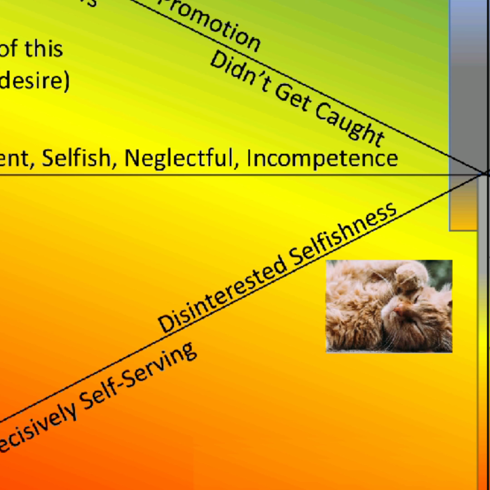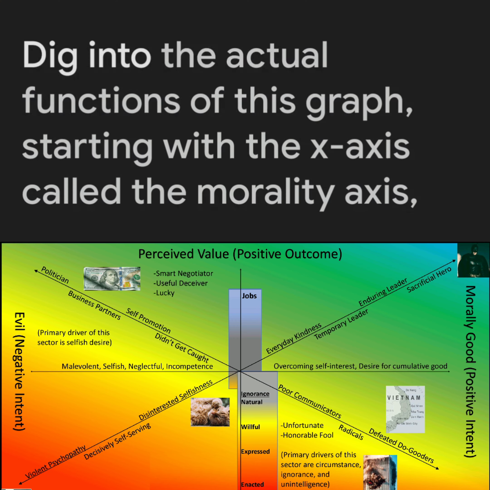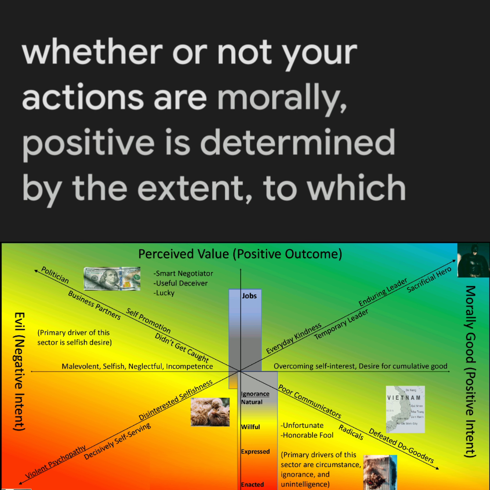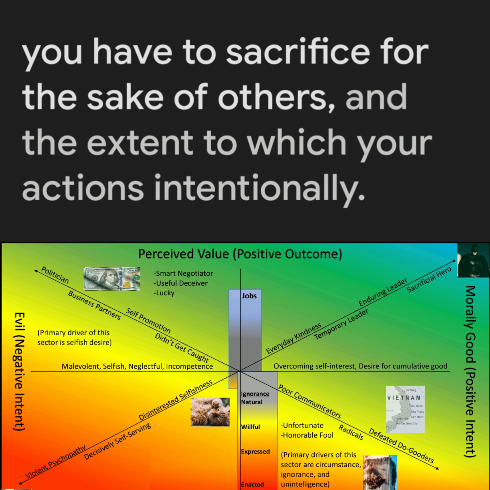This graph also implies that people who are simply living life for themselves, who don't want to harm anyone, but also aren't seeking to do good, are probably not very morally good people, and likely even classify as slightly oriented toward evil because their lifestyles are mostly self-centered. So let's dig into the actual functions of this graph, starting with the x-axis called the morality axis. Whether or not your actions are morally positive is determined by the extent to which you have to sacrifice for the sake of others.